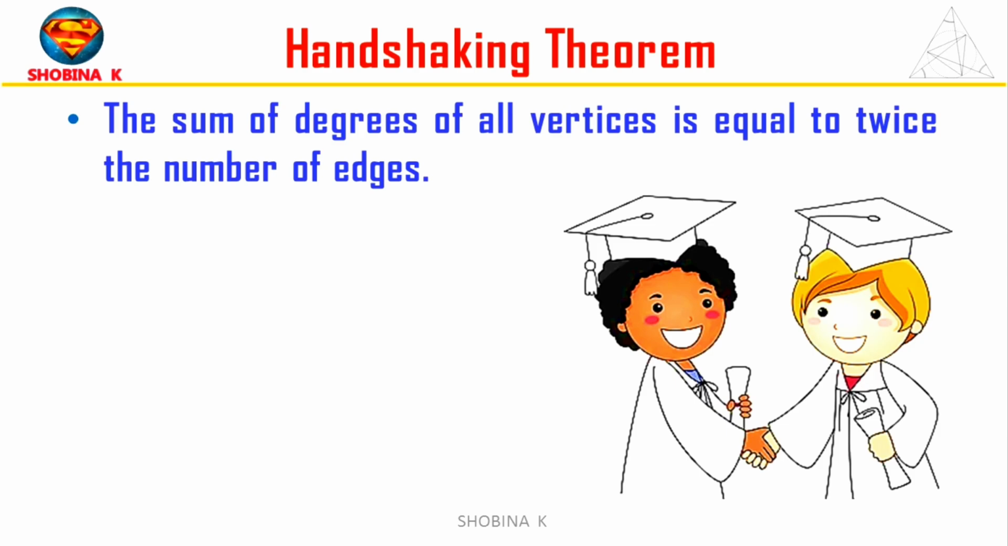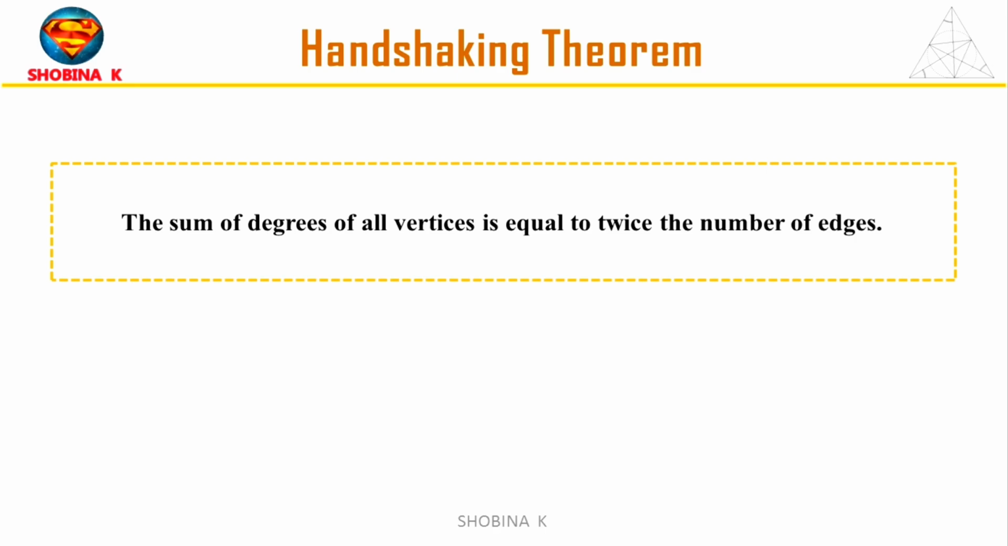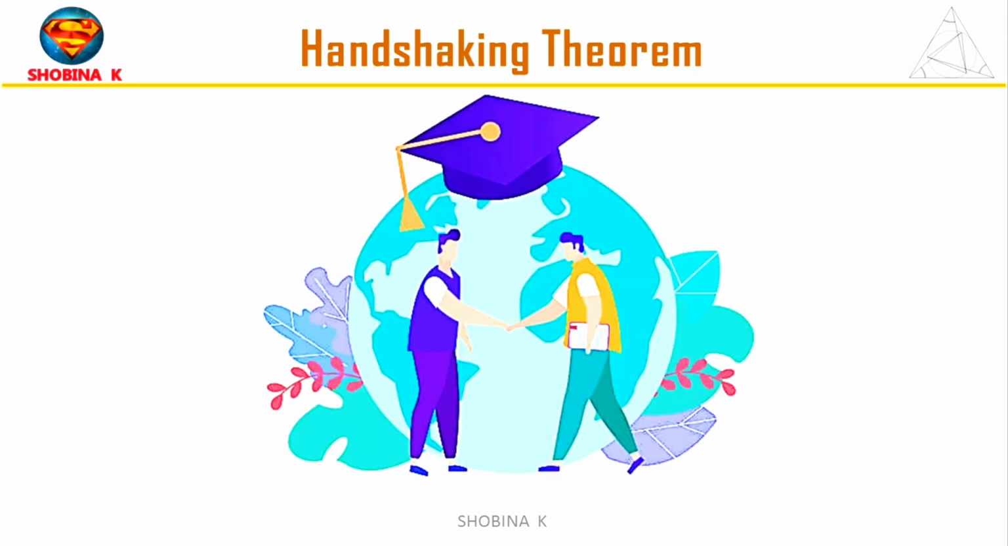Handshaking Theorem is a powerful tool for understanding the connection between vertices and edges in undirected graphs. Let's get started. Let's analyze the Handshaking Theorem using a university reception example.